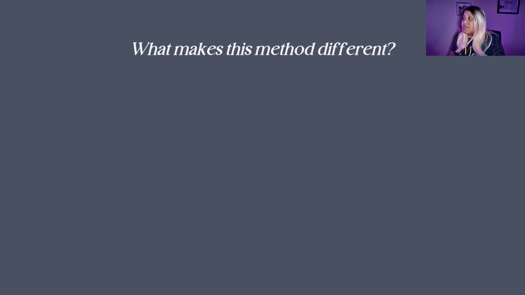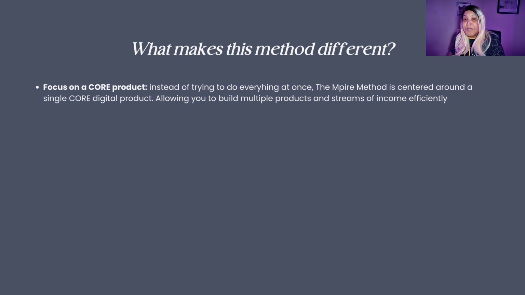So what makes this method different than other things that you've probably seen online or are currently taking now? Well, I focus on a core main product. That is one core product that we focus on instead of trying to do all the things. We just make a mega big core product, and that's what the Mpire method is created around. And it allows you to build multiple products from that one core main product, which will allow you to generate multiple streams of income. It allows you the creativity to jump from one thing to another, but it's all under one umbrella, so it doesn't make it feel like it's all over the place.